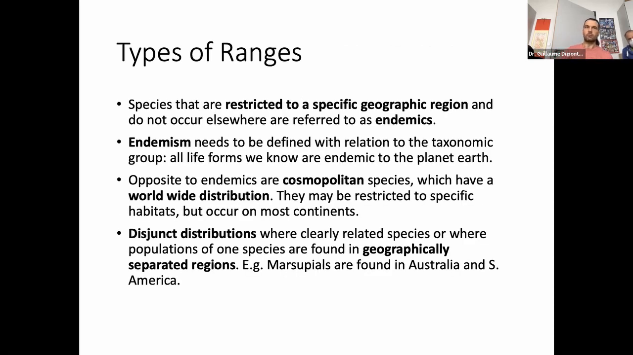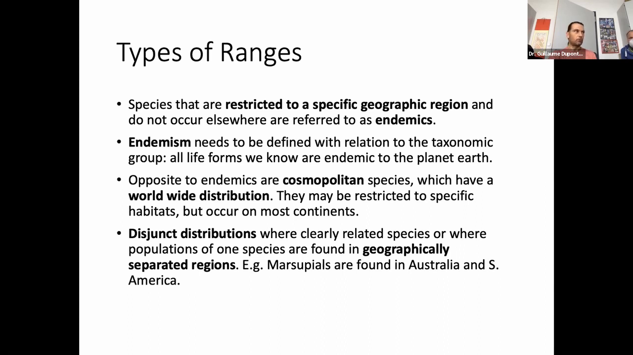So let's look at these types of ranges first. If a species is restricted to a specific geographic region and occurs nowhere else, we call it an endemic. Of course, this term is a little bit ambiguous because all organisms are endemic to Earth. All African species which live in Africa are endemic to Africa. So we have to specify this. But the opposite of an endemic, if we look at endemic to specific regions, is a cosmopolitan species, with worldwide distribution.